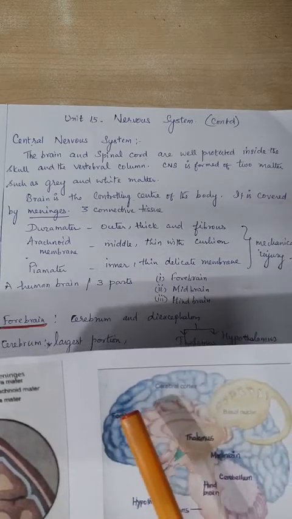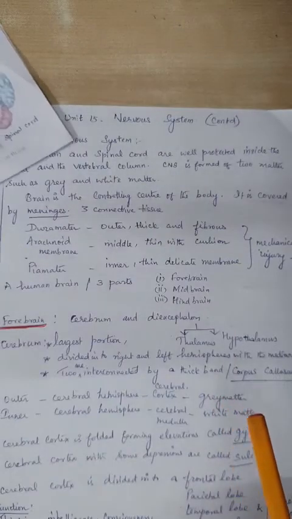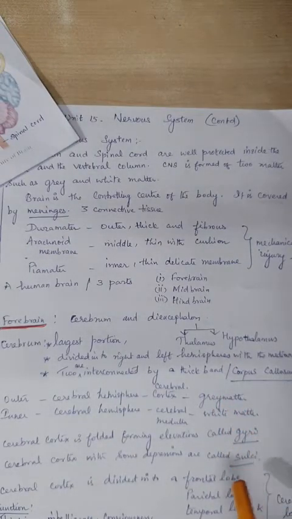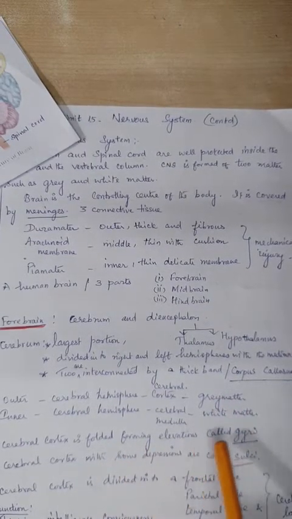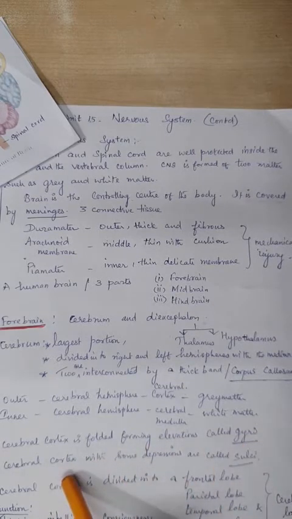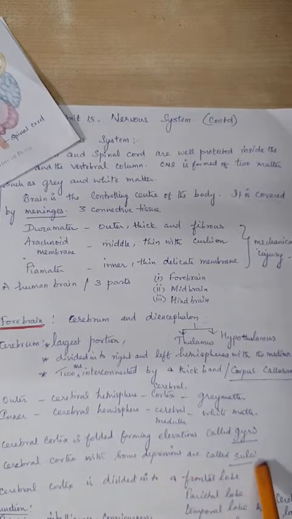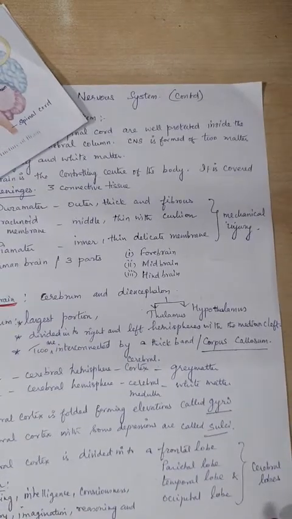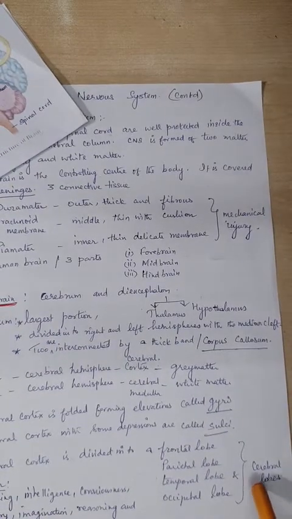and the depressions in between the gyri are sulci. So you may get a short answer question: what is gyri and what is sulci? Cerebral cortex folded forming elevations is called gyri. Cerebral cortex with some depressions are called sulci. Cerebral cortex is divided into many lobes. Actually, these lobes are called cerebral lobes. Cerebral lobes are made up of frontal lobe, parietal lobe, temporal lobe, and occipital lobe.